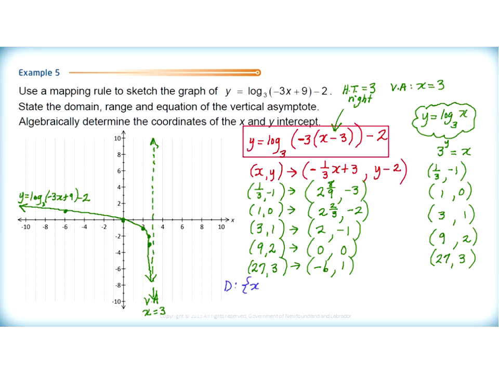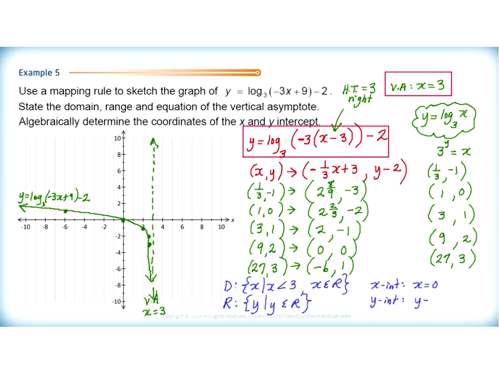Note the domain is all values of x that are less than 3, and x belongs to the set of real numbers. The range is not affected, so the range is any real number. And the equation of the vertical asymptote, we gave that right at the beginning, is x equals 3. Now, we know here as well that the x-intercept occurs at x equals 0, and the y-intercept also occurs at y equals 0. However, we were asked to algebraically determine the coordinates of the x and y intercept.